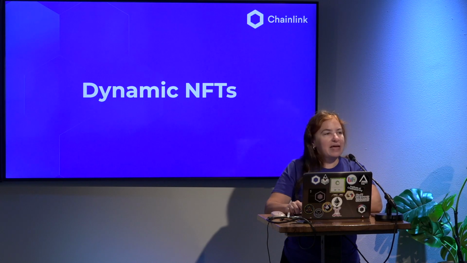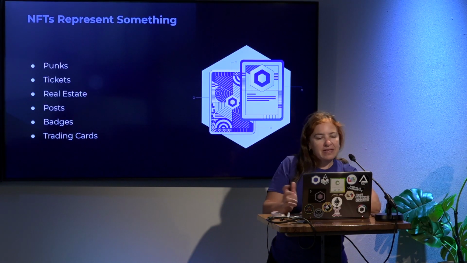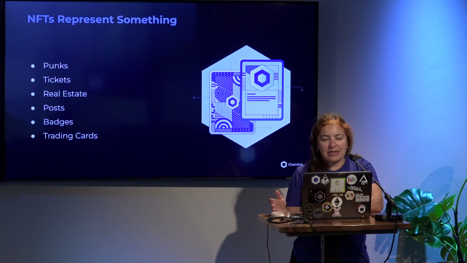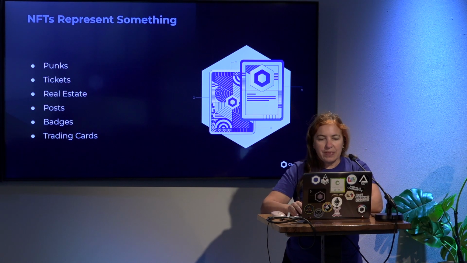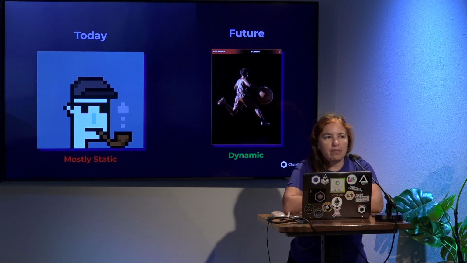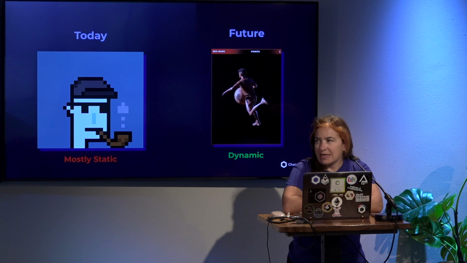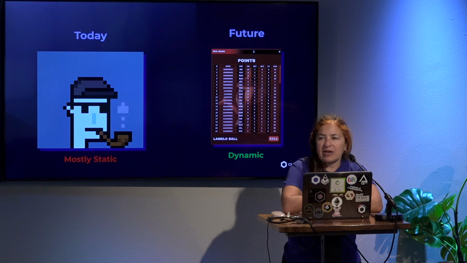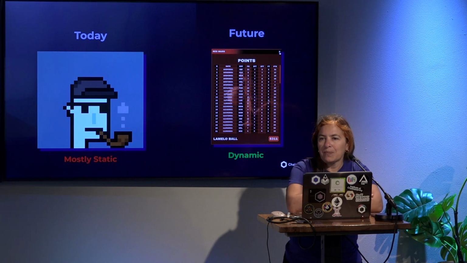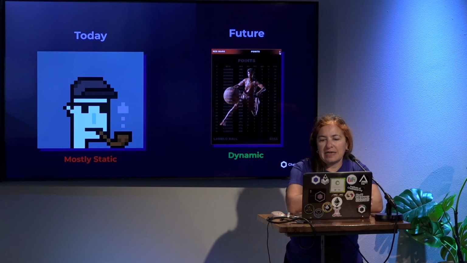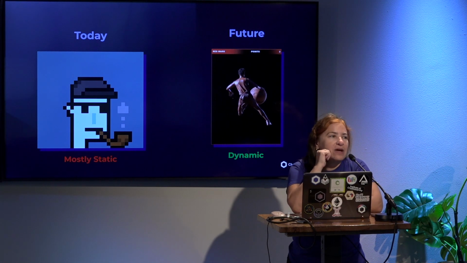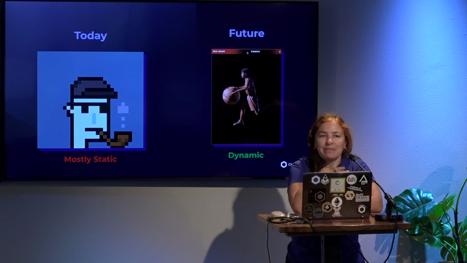Talking about dynamic NFTs. NFTs represent something. It can be a ticket, a real estate property, an apartment, a post, a badge, a trading card, whatever. But even today, most of the NFTs are static. The goal is that they are becoming more dynamic. For example, this one over there is an NFT from LaMelo, and it's updating his results on basketball. This is real.